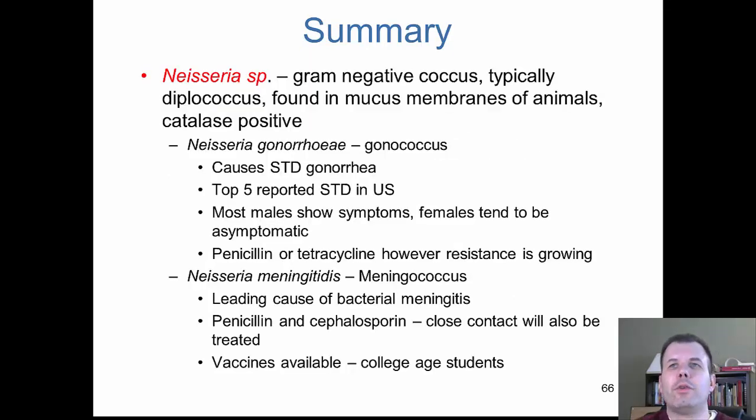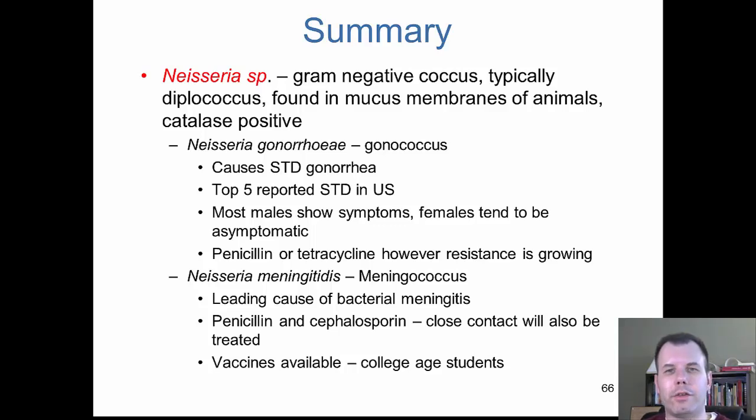Okay, the last group we looked at was Neisseria. What separates these guys out from the rest of them? These guys are the gram-negative cocci bacteria. And again, typically found as diplococci, found in mucous membranes of animals, and they're catalase positive, so they bubble with hydrogen peroxide. The two groups that I want you to know are the gonorrhoeae and the meningitidis.